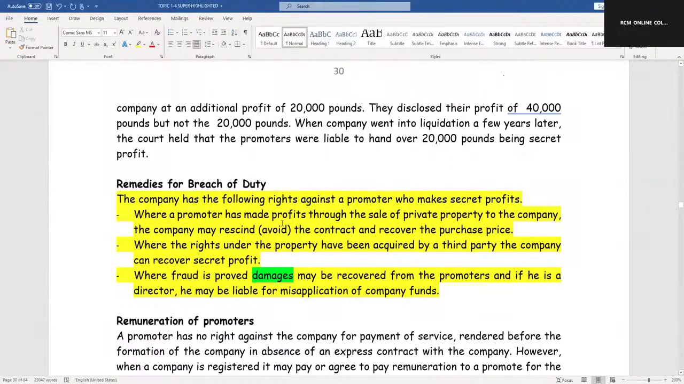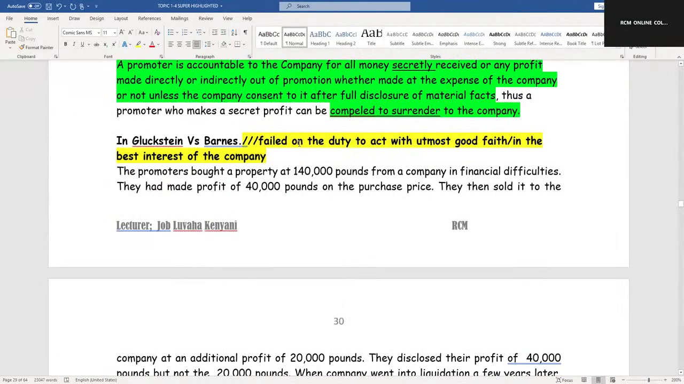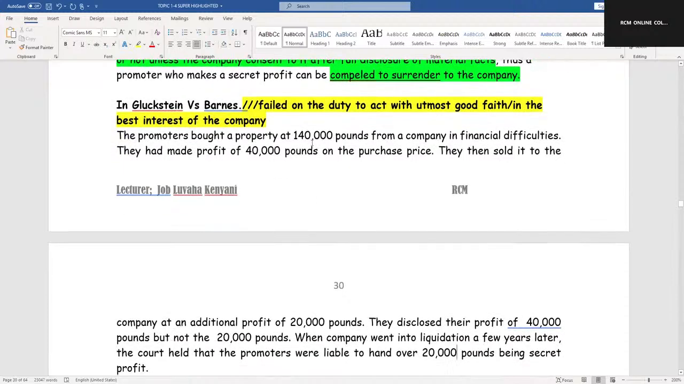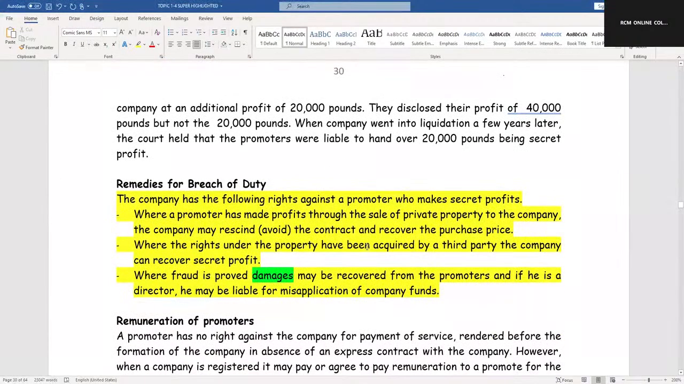Number one, they can recover the secret profits that were made by the promoter on the formation of the company. For example, this 20,000 can be recovered. Alternatively, if the asset is still in the company's possession, they can recover the initial purchase price, which I think is exactly 140,000 pounds. So they can give the asset back to the promoter and tell him, bring the 140,000 pounds.